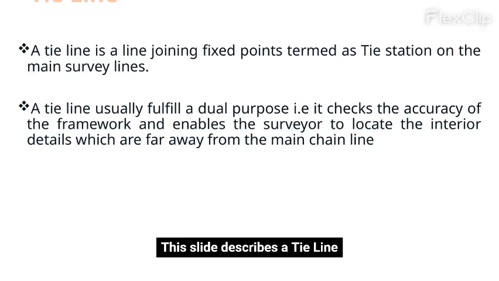This slide describes a tie line as a line joining fixed points, termed tie stations, on the main survey lines. It serves a dual purpose, checking the accuracy of the framework and enabling the surveyor to locate interior details that are far from the main chain line.